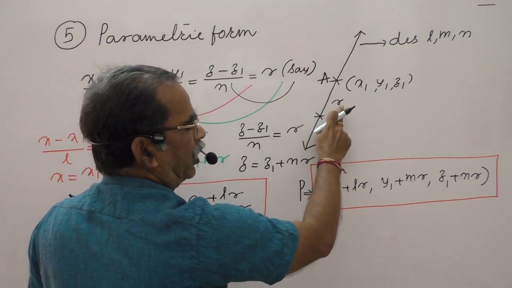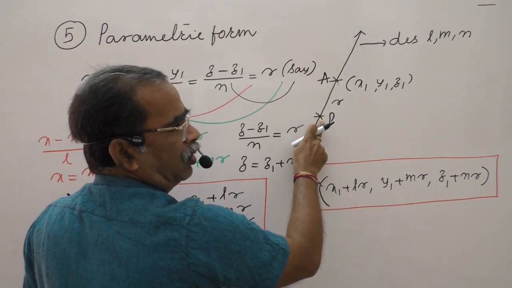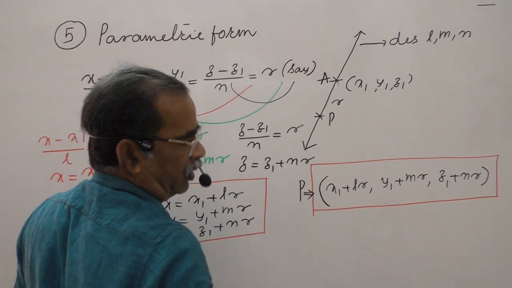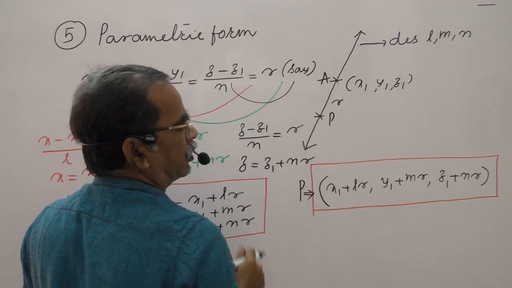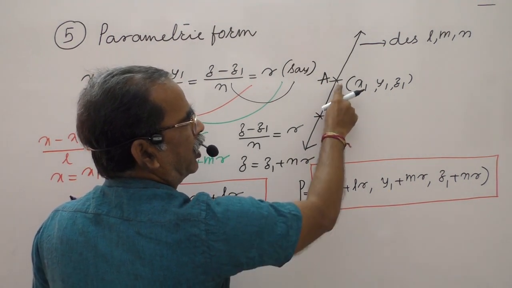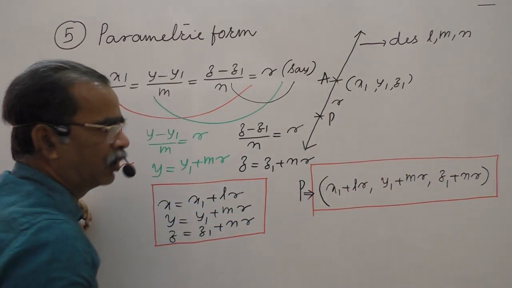What is a parameter? The parameter indicates the distance of the point which you are finding. It's the distance from the given point. So this is the AP distance. If you take r equal to 0, this will be coming here. That's why you are getting x1, y1, z1.